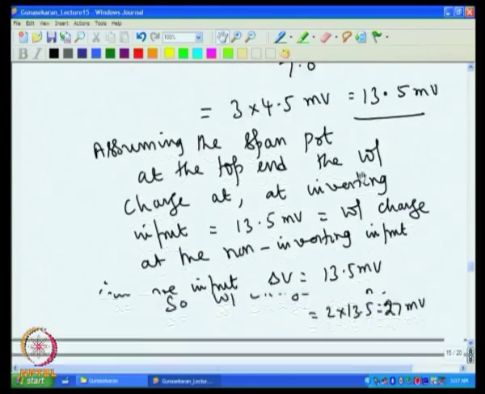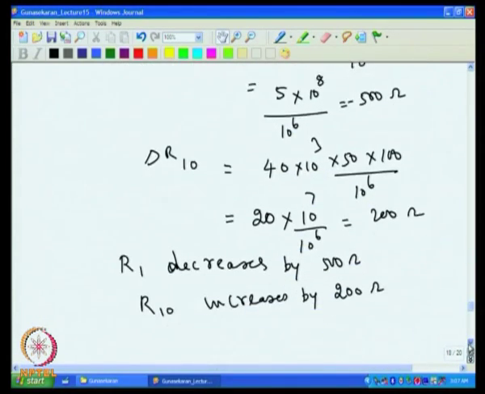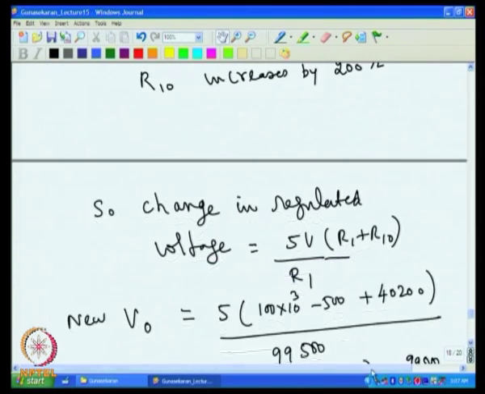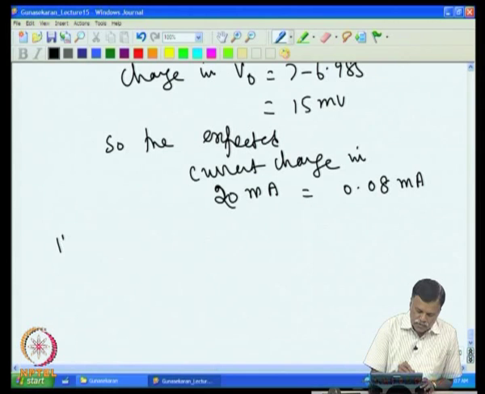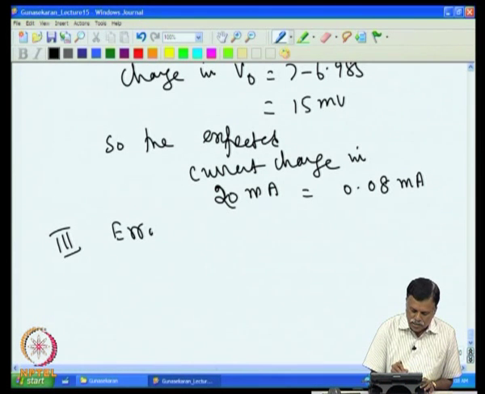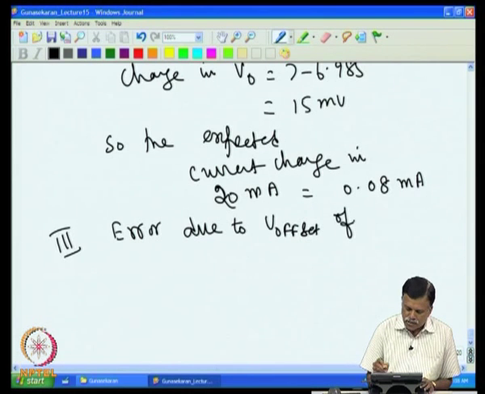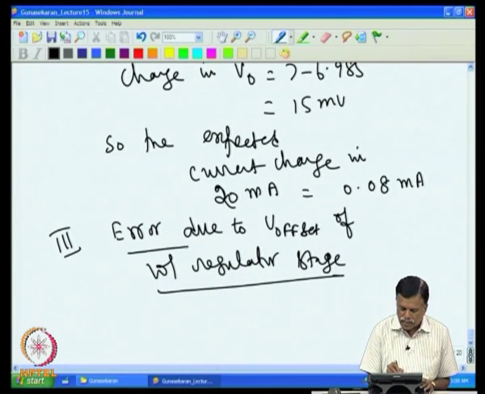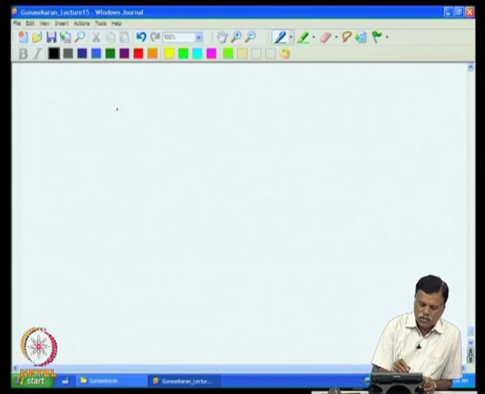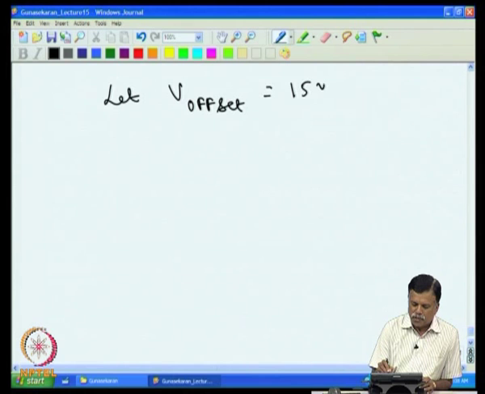So the next, third error that we calculate would be error due to offset voltage change, V offset, of the voltage regulator part. This is the third error that we are going to calculate. So let V offset drift be equal to 15 microvolt per degree C. This is a general purpose op amp.